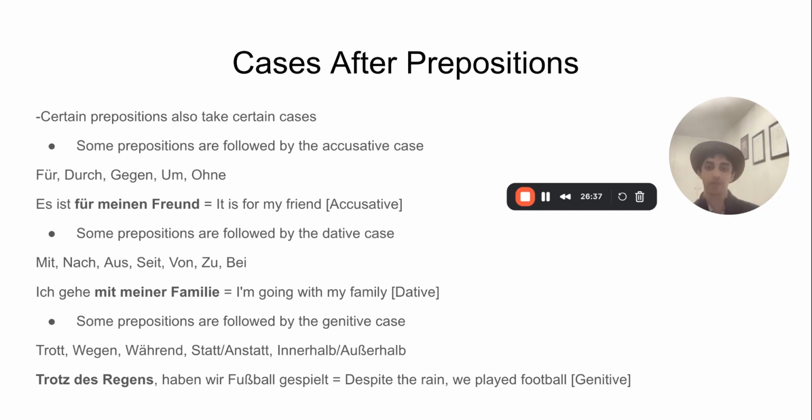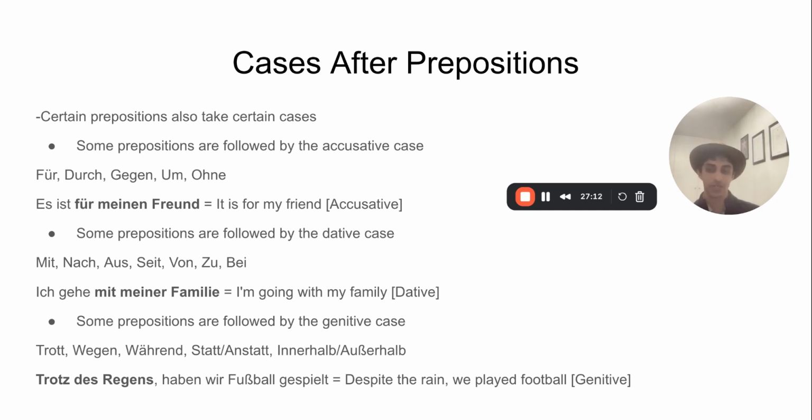Some prepositions in German are also followed by the genitive case. Luckily, there are not many examples of this. They're quite a bit less common, especially for GCSE and iGCSE German. Those include trotz, which is despite, wegen, because of or due to, während, during, and anstatt, instead of. All of those would be followed by the genitive case in German.